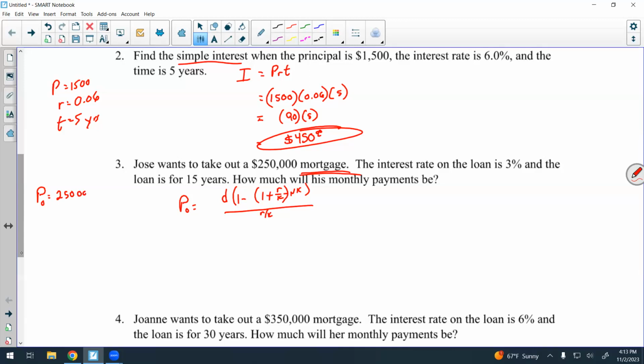$250,000. You can find a house around here for $250,000. How about the interest rate? 3%, yeah, 0.03. How many years? 15. And how often? Monthly, so K is 12. For most of these, K is going to be 12.